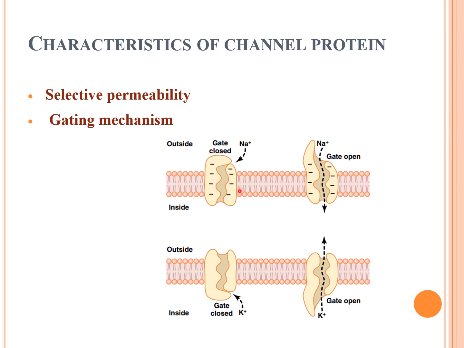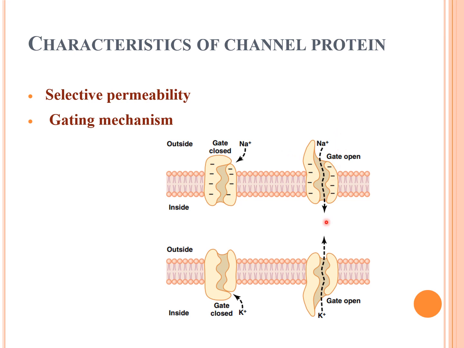For example, here we have voltage gated sodium channels. The sodium channels are closed when the interior of the cell membrane is negative. Whereas when the interior of the cell membrane becomes less negative, you can see here there is more negative and here we have less negative, whenever the negativity decreases inside the membrane, these sodium channels open, the gates of the sodium channels open, and sodium influx occurs.